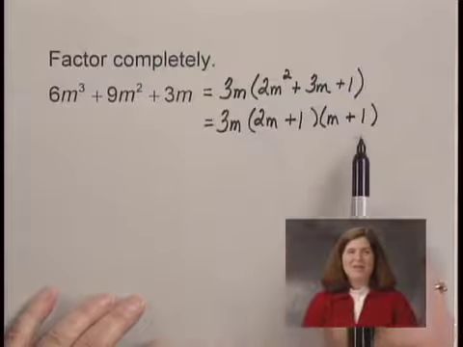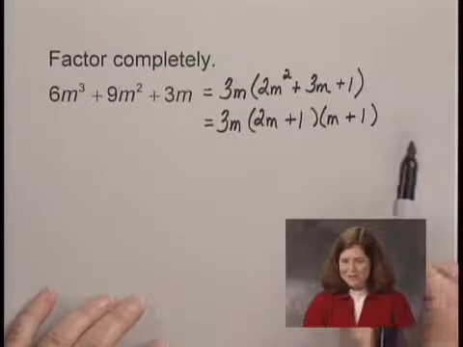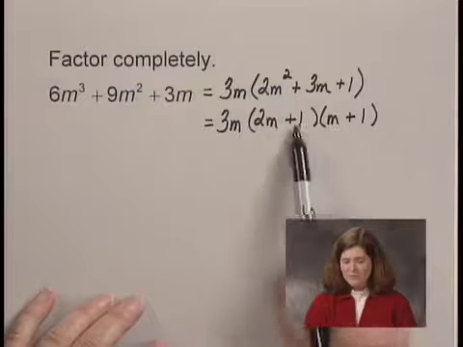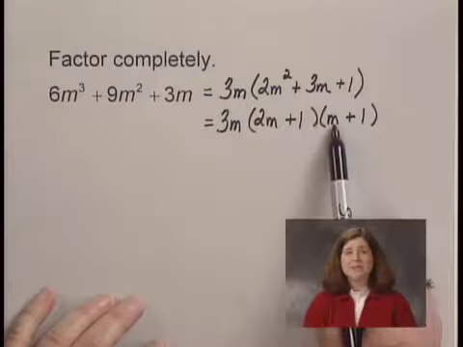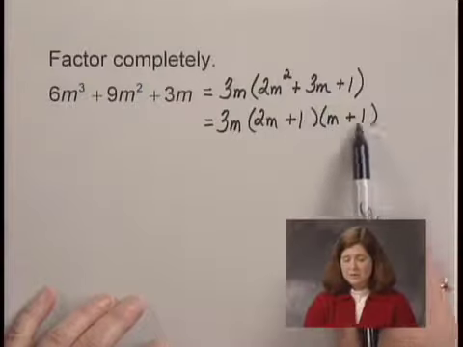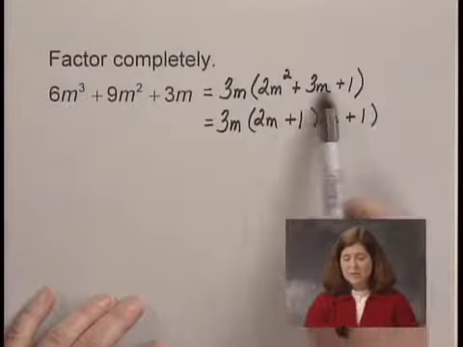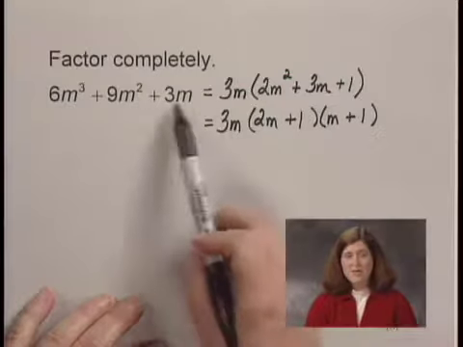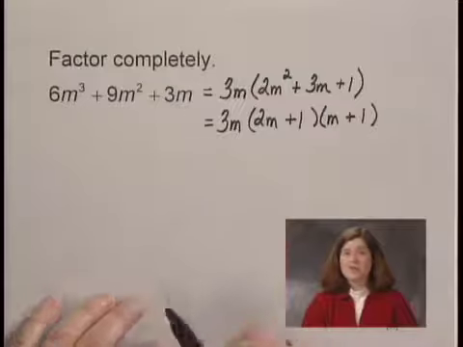Now I don't write that without checking to see if that is the correct factorization. Multiplying out, we have 2m squared plus 2m plus m, which gives me my 3m, plus 1. So the product of the binomials is this trinomial. The product of all 3 of these factors is my original polynomial, and I have factored completely.